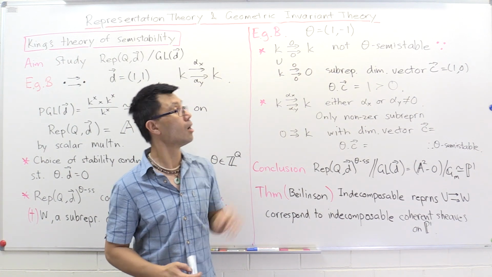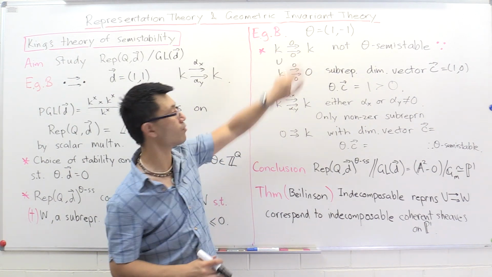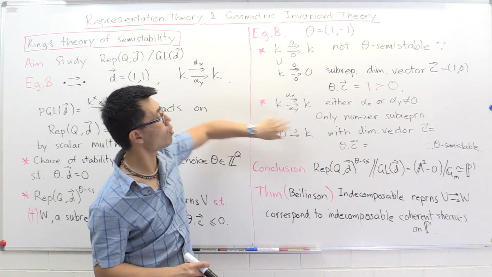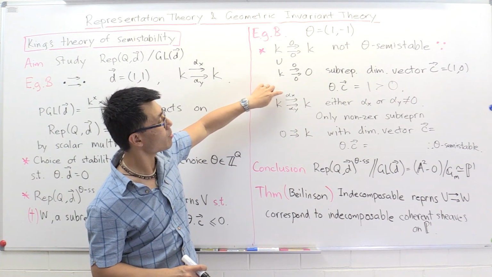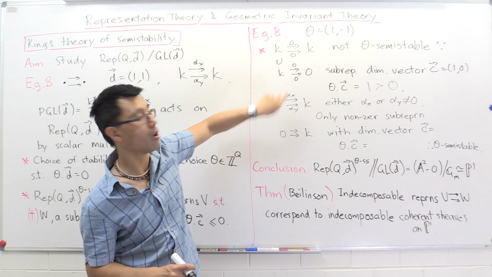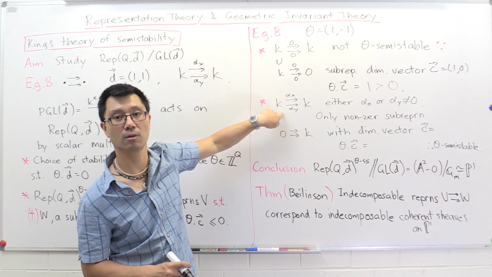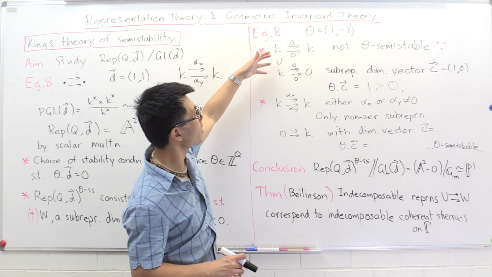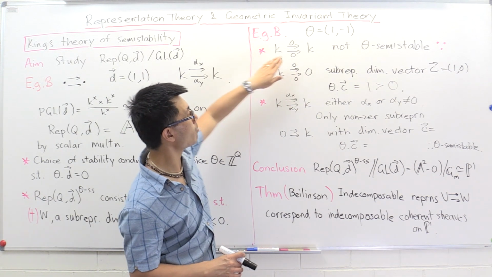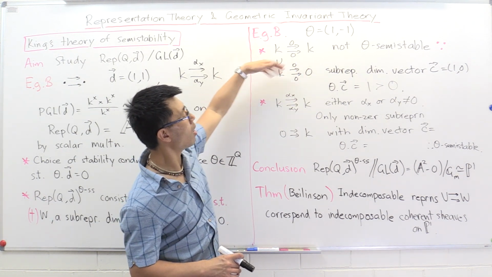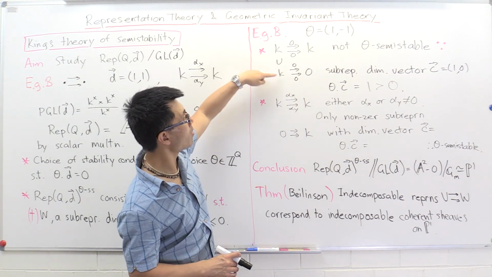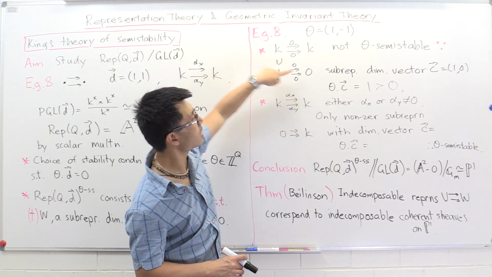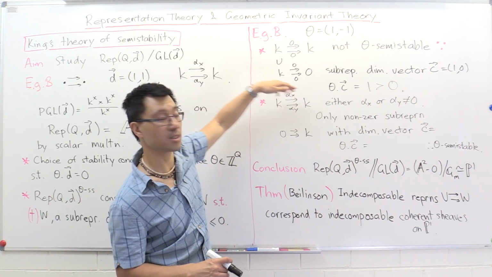Suppose you have something which is not of this form. You have a general representation, but now you assume that either alpha_x is non-zero or alpha_y is non-zero. Of course you might ask, could you do a similar thing here? Is this a subrepresentation? Well, if alpha_x is non-zero, then k doesn't get mapped to 0, so that's not a subrepresentation.